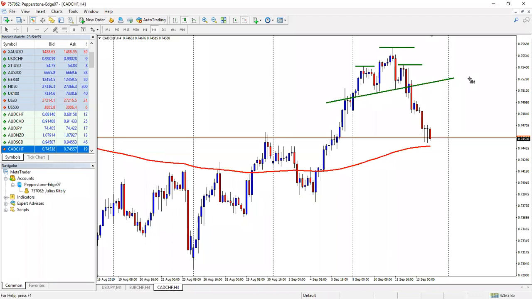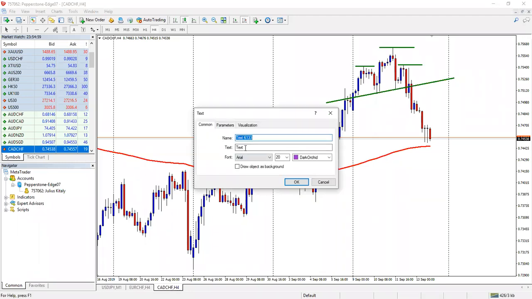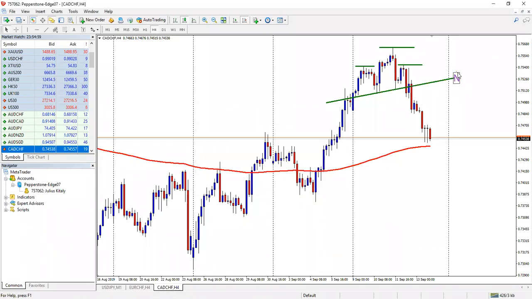So this one here is our neckline. This is the right shoulder. This is the left shoulder. This is the head. Now, how do we use it? Let's assume that this one is not there. You find the market above the neckline.